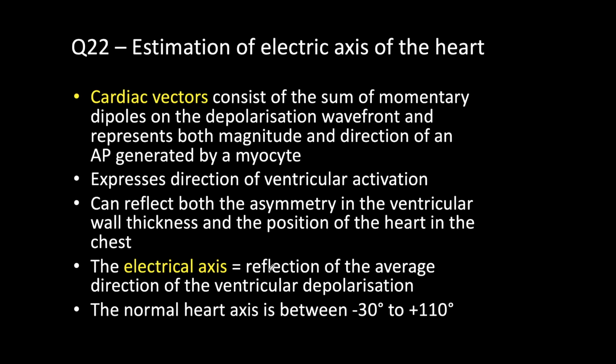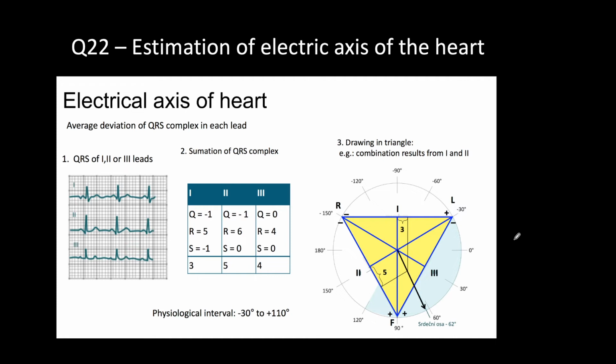And this is what we're going to do: estimation of the electrical axis. Because the normal heart axis is between minus 30 and 110. I'll explain why. Alright, so I actually got this screenshot from the university PowerPoint, and honestly, there isn't much better on the internet.